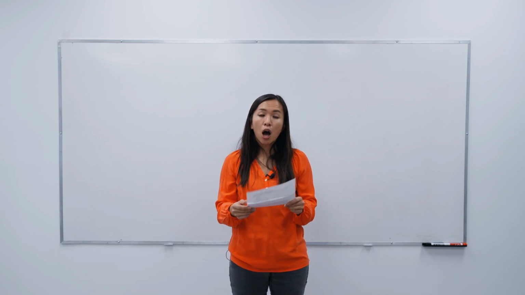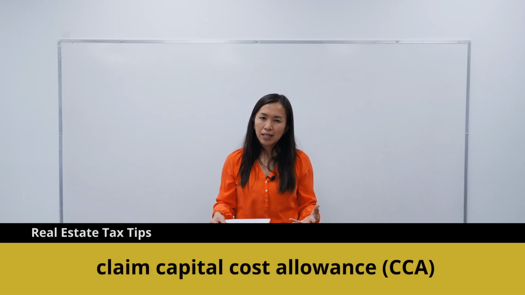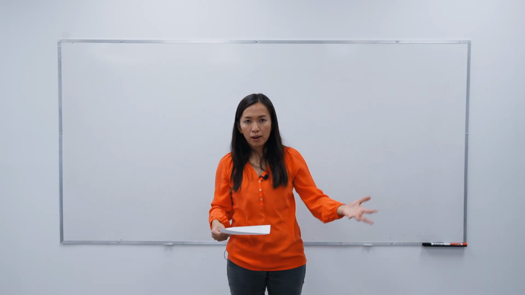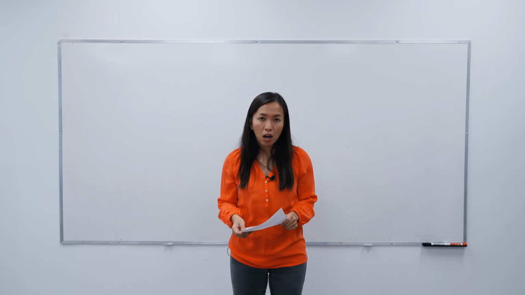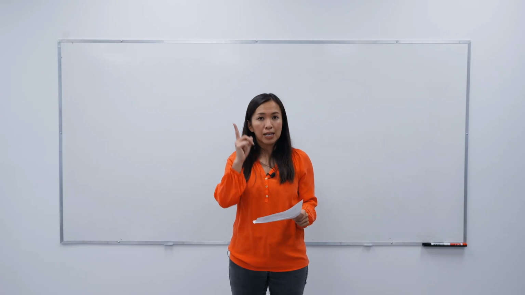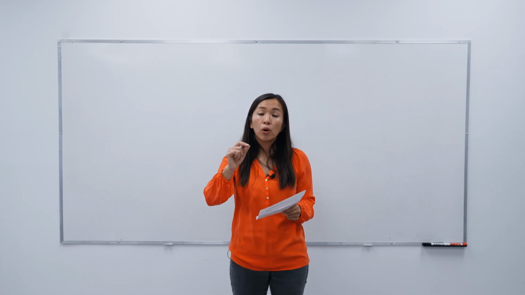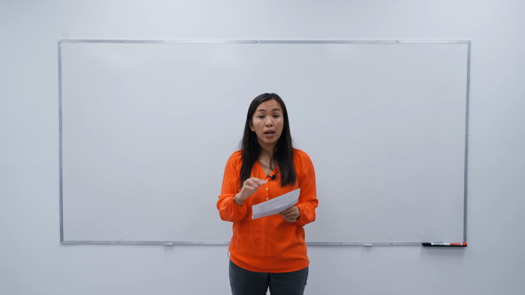Now, you also have the option to claim capital cost allowance, which is a tax deferral mechanism that CRA allows you to claim against the wear and tear of the property. And if you want to learn more about capital cost allowance, make sure that you also visit this other video. Now, you are allowed to claim capital cost allowance to lower your net rental income to zero. You cannot use it to create a rental loss.